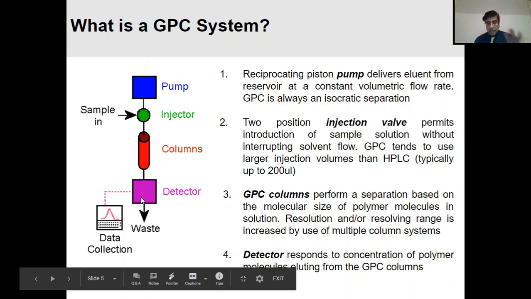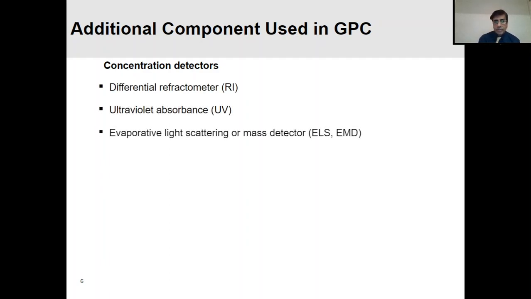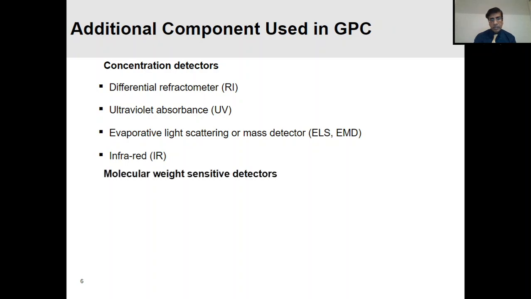So in the detector, there are different types of detectors, and these are named concentration detectors. Among the concentration detectors we have the differential refractometer, ultraviolet absorption, evaporative light scattering or mass detector, and infrared detector. These are the different detectors we use to find the concentration of a particular polymer in the sample. Other is the molecular weight sensitive.